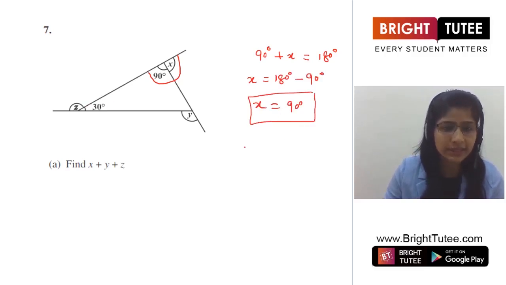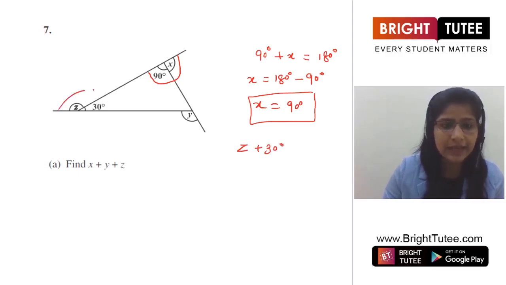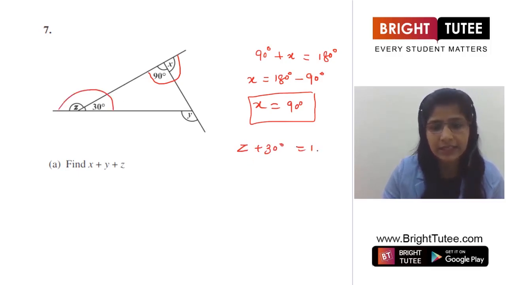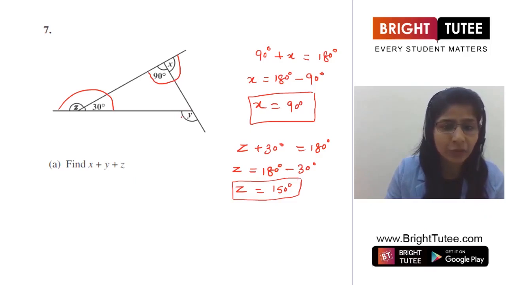Let us go to z. Now we know that z plus 30 degrees, this angle is again 180 degrees. It is a straight line angle, or we can say it is a linear pair. So z will be equal to 180 degrees minus 30 degrees. So z will be equal to 150 degrees. This is the second thing that we have calculated. Now let us try to find out y.